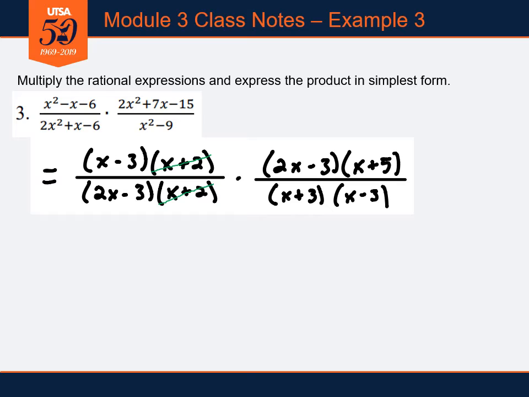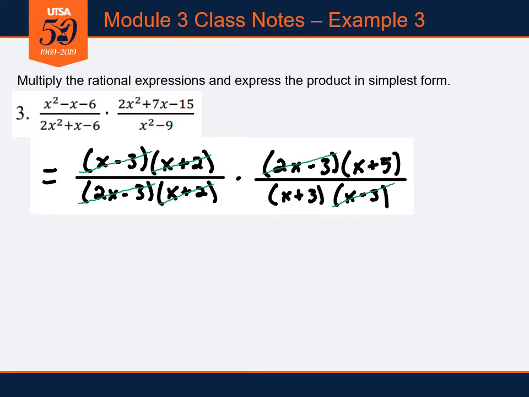But since we're multiplying straight across, we can think of everything in both numerators as being in the numerator, and everything in both denominators as being in the denominator. So I can do something like recognize this 2x minus 3 in the numerator will reduce with this 2x minus 3 in the denominator. And similarly, this x minus 3 factor in the numerator will reduce with this x minus 3 factor in the denominator.